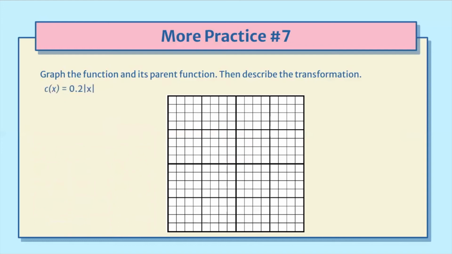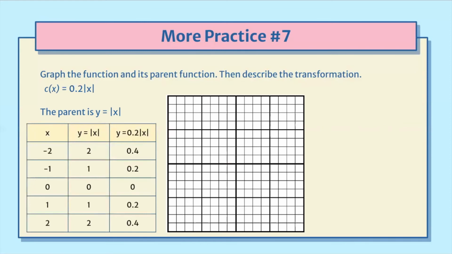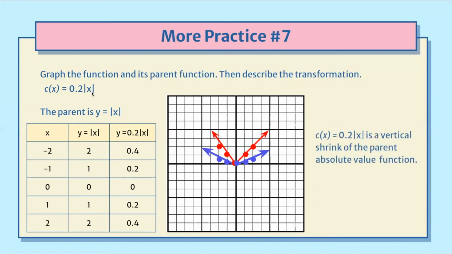Now we have c of x equals 0.2 absolute value of x. Parent function is y equals absolute value of x. Here are the points. Here's the parent function, and then the transformed function. Since it's a vertical shrink, we can see that it's getting closer to the x-axis compared to the parent function.